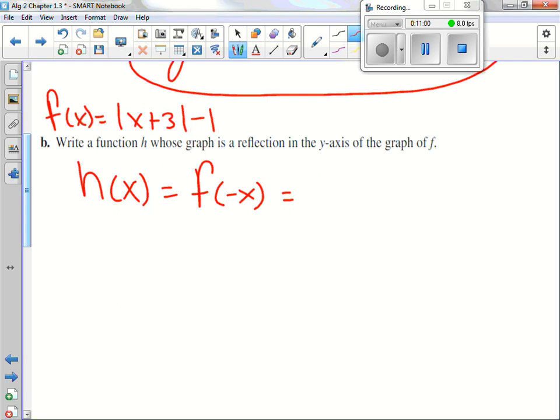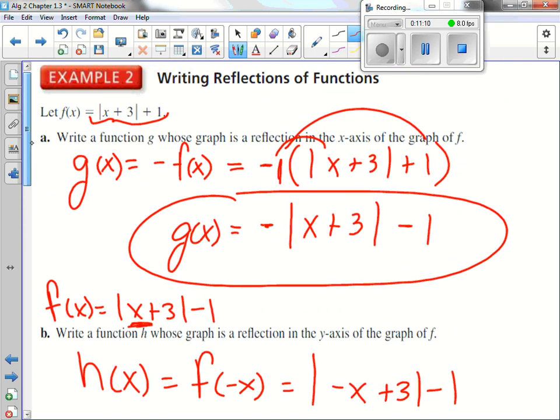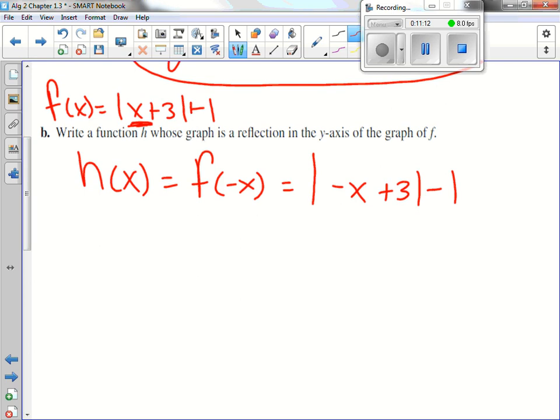So when we replace it with negative x, there's only one spot. It's right here. This x is now going to be negative x plus 3. Make sure I copy that right. Plus 1, not minus 1. So we have plus 1.